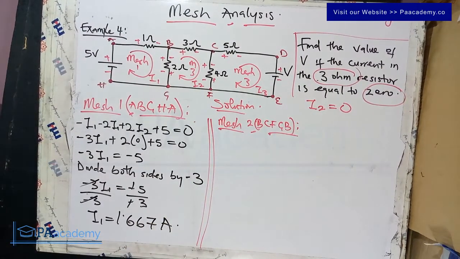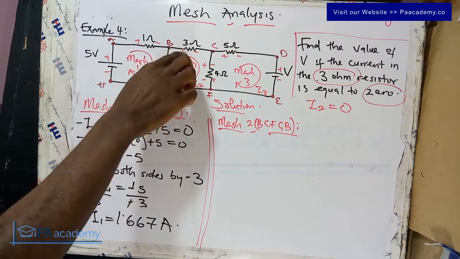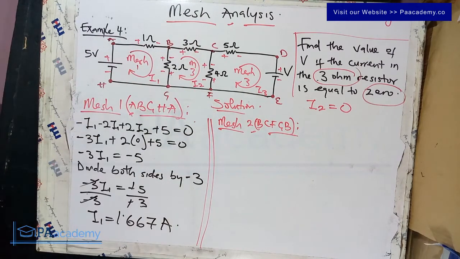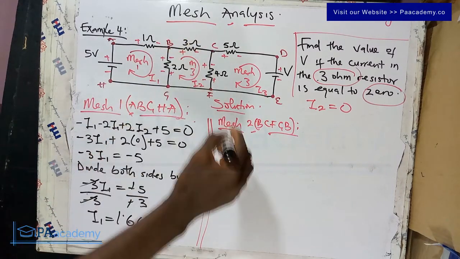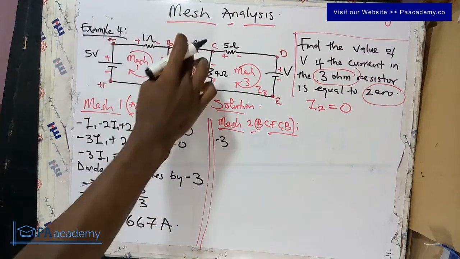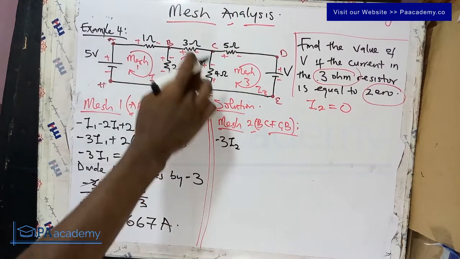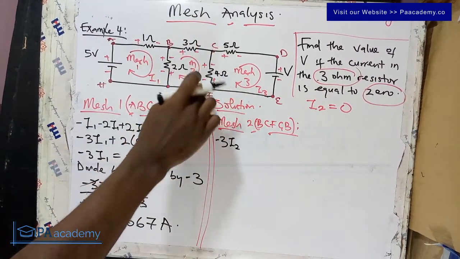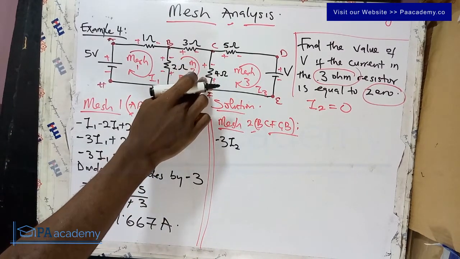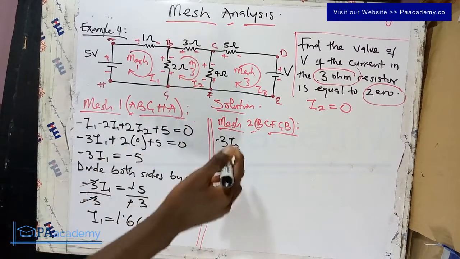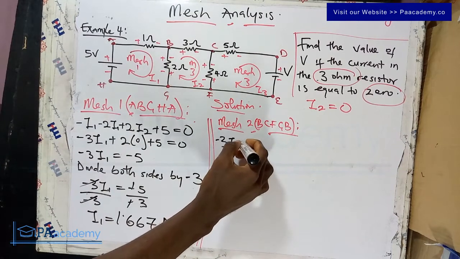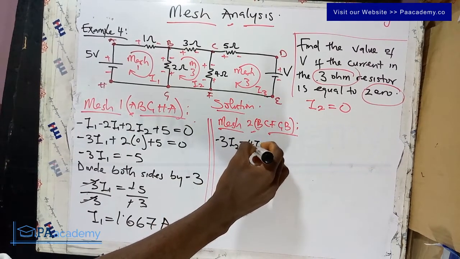So applying Kirchhoff voltage law to mesh 2. Taking it from point B, the first element you have here is this 3 ohm resistor. So from positive to negative, that is going to be minus 3I2. Moving forward, we come here from positive to negative for this 4 ohm resistor with current of I2, that is going to be minus 4I2.